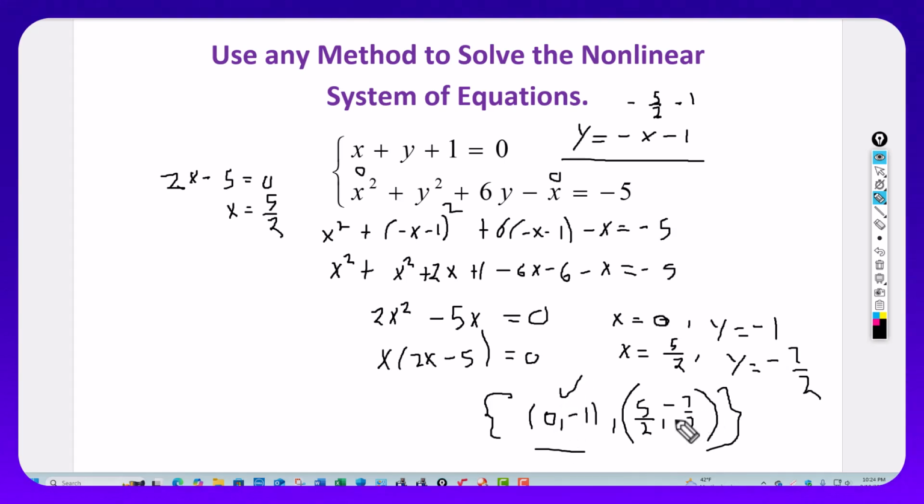And you do the same thing with the other one. You put a 5 halves here and a minus 7 halves here. That gives me a minus 2 over 2, or negative 1. Negative 1 and 1 does give me 0. That one checks also. But it has to satisfy the other one. So you would plug into the second equation, the 5 halves where you have the x, and where you have the y, you put negative 7 halves. And you should get negative 5. And you will. A little bit of arithmetic there.